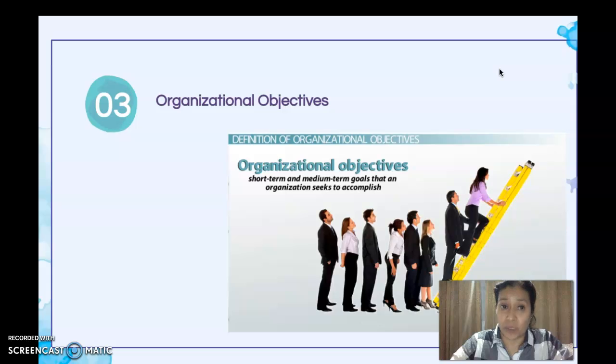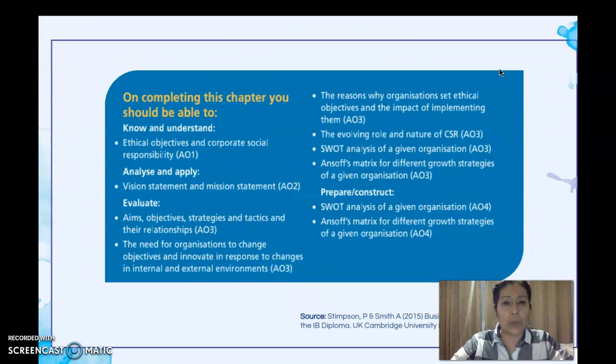This new chapter, don't forget, is chapter number 3, the organizational objectives. Yesterday we already checked some of the most important aspects in this chapter. We checked the objectives and also the corporate social responsibility, okay? We also saw the vision and mission statement. And we saw some of the most important facts about corporate social responsibility.